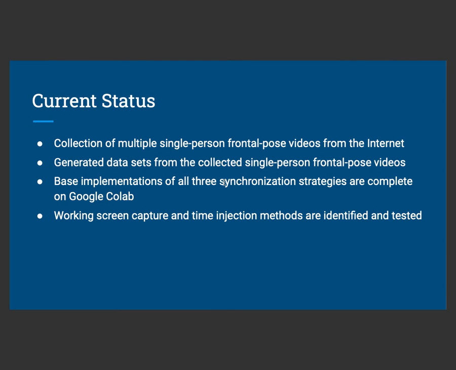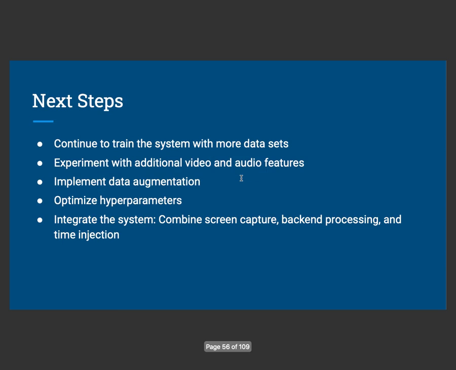So for the current status, we've successfully gathered some videos from the internet of a single person in frontal pose, because that's the simplest scenario. We also generated sets of aligned and misaligned segments of those videos. And we also implemented the 3 strategies on Google Colab. And finally, we have our screen capture and time injection components. For screen capture, we're using ShareX, and for time injection, we use VLC on the command line.